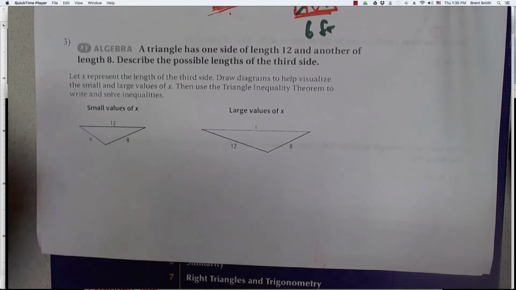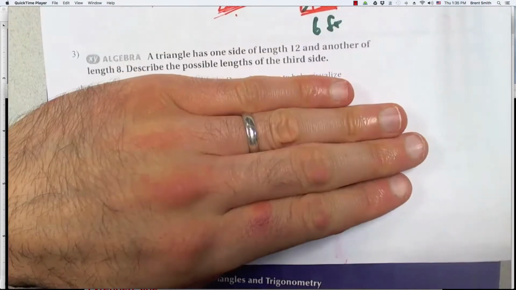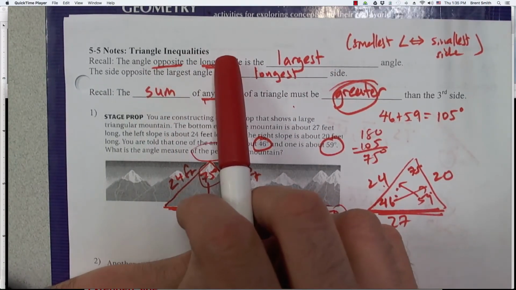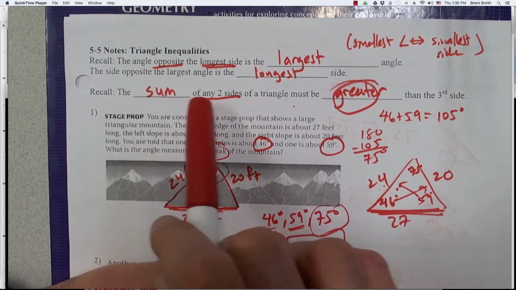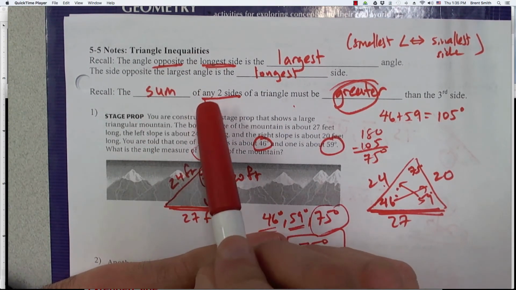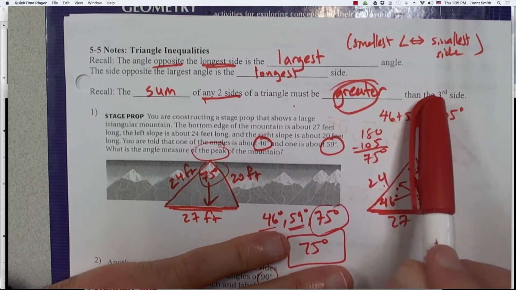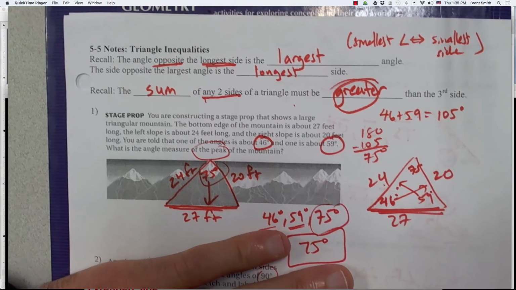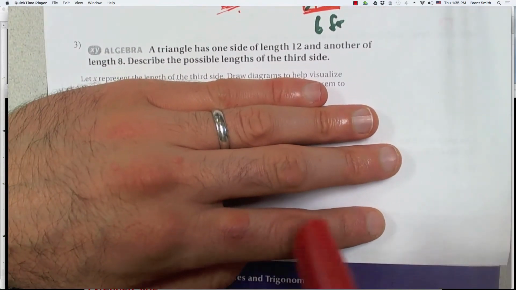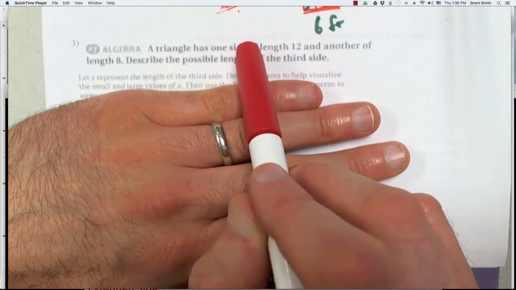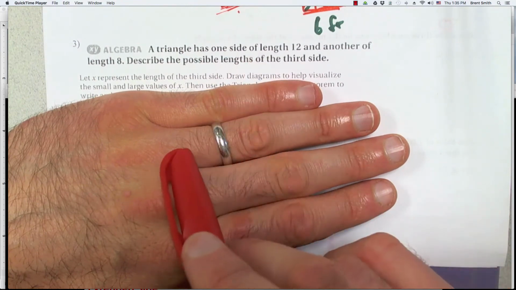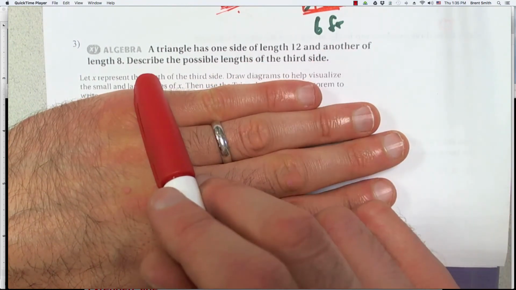All right, but back to the first side for some more examples. We talked about how opposite the longest side is the largest angle. Now let's talk about the second main point, that to make a triangle, the sum of any two sides of the triangle must be greater than the third side. Okay, that's to create the triangle. It's the triangle inequality theorem. So let's take an example. A triangle has one side of length 12 and another of length 8. What could be the possible lengths of the third side? Okay, 12 and 8, what could be the third side?